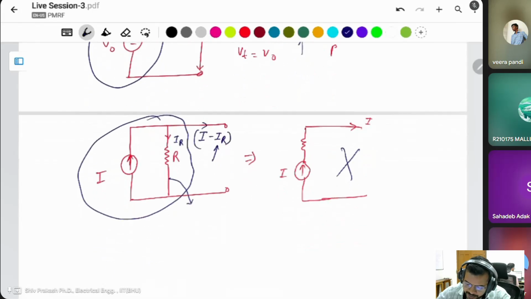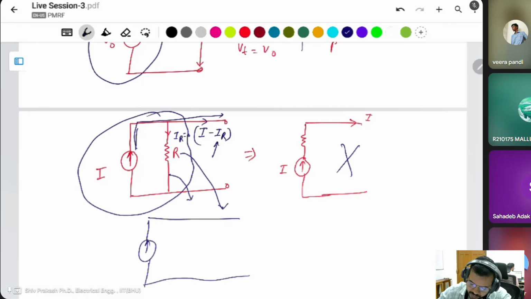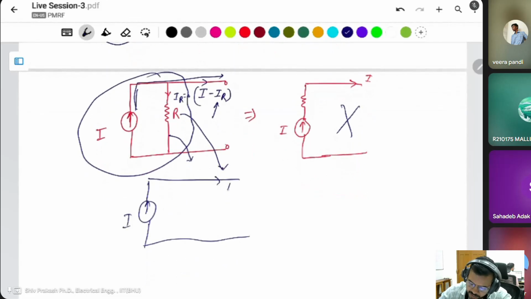This is the practical case. In what condition is the current fully passing through it, all the current passing through it, so that this current will be zero? In the condition where this R is not available. It means this will look like this, in this case the whole current is passing through like that. Then what is the resistance between them? It will be infinity resistance.